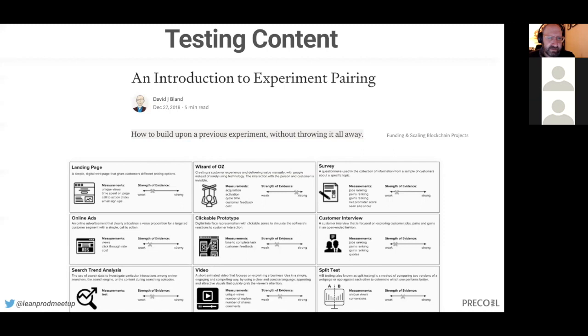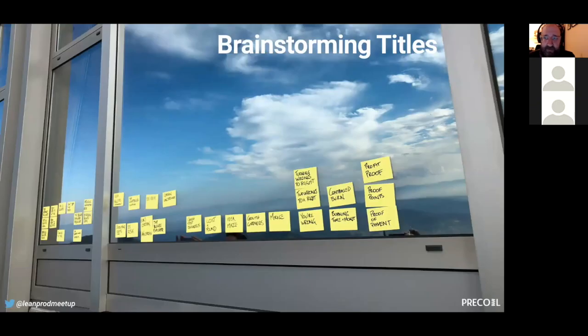I also tested content online. I just went out and sketched out what I thought the experiments were going to be and used Medium to test that. So that was really interesting. You got feedback there. We brainstormed all our titles. So this is on a mountain in Switzerland. There were all kinds of titles that didn't make the cut.